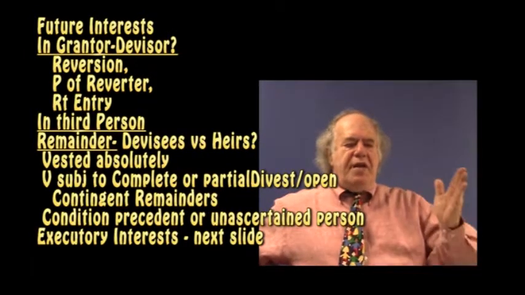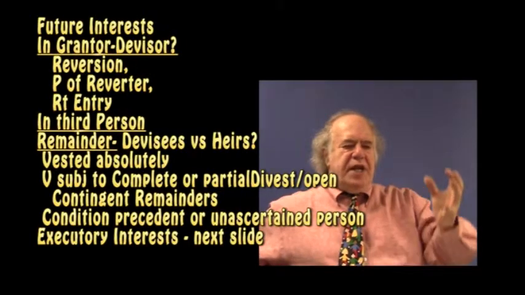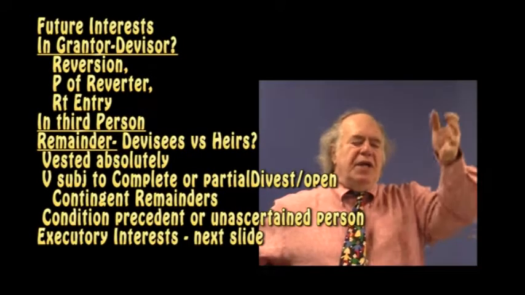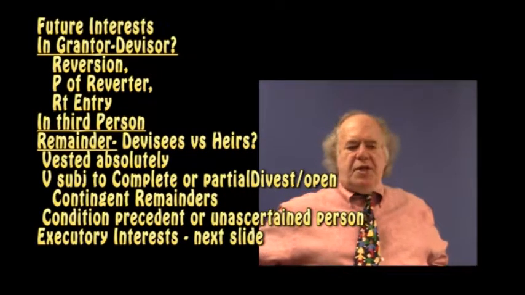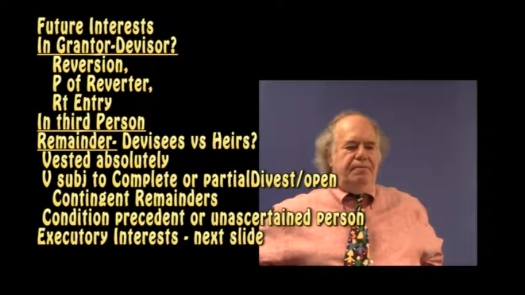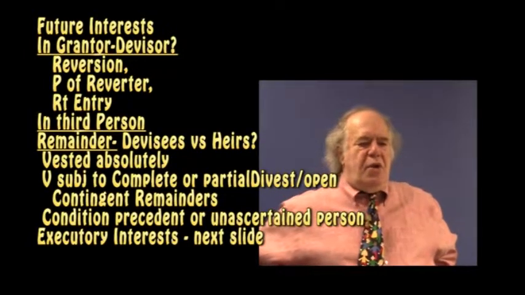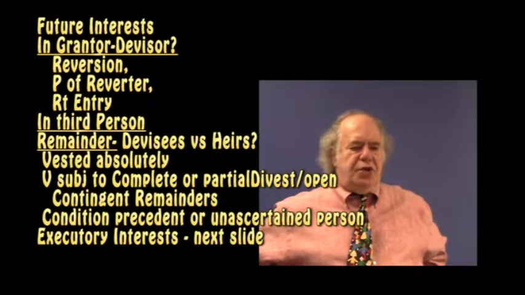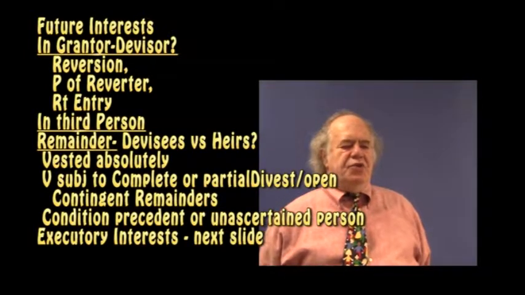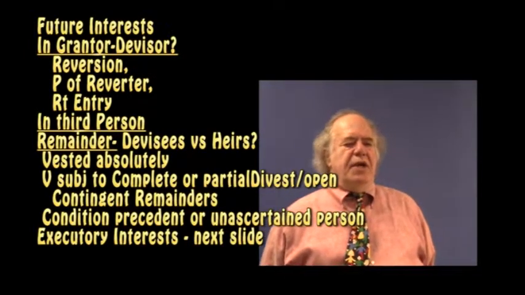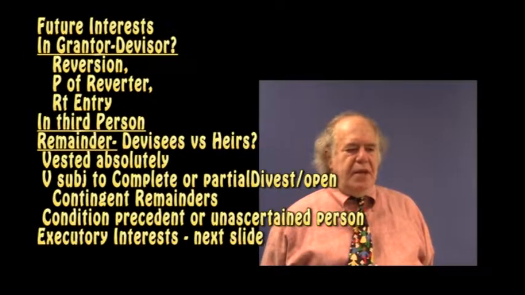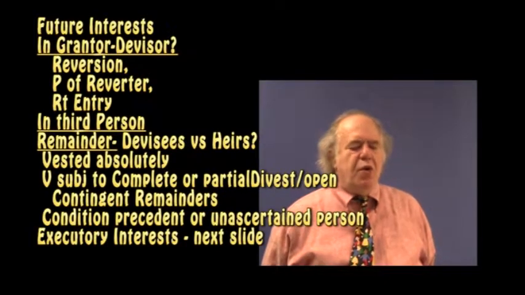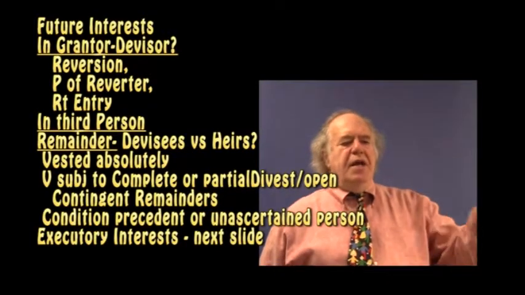There are 3 names for future interests that are retained in a grantor, or, if it's in a will, in a devisor, the person who leaves land in a will. There are 3 labels and only 3. No other. There is a thing called a possibility of reverter. That is the name of the future interest that is retained by the grantor or devisor when he transfers a fee simple determinable. Period. They go together.